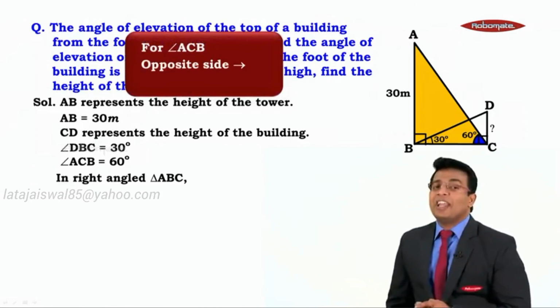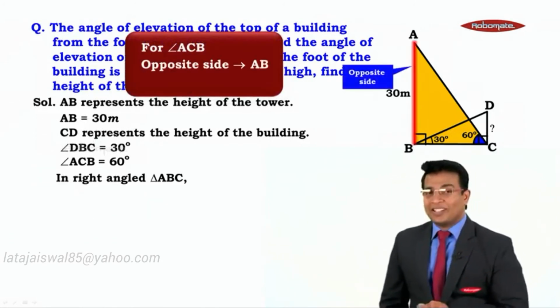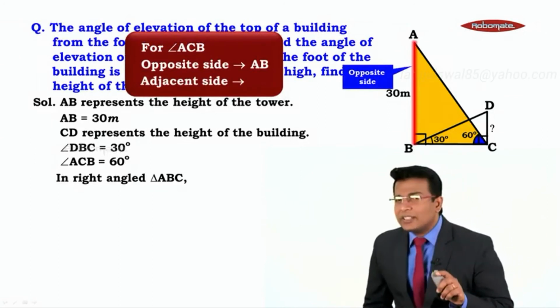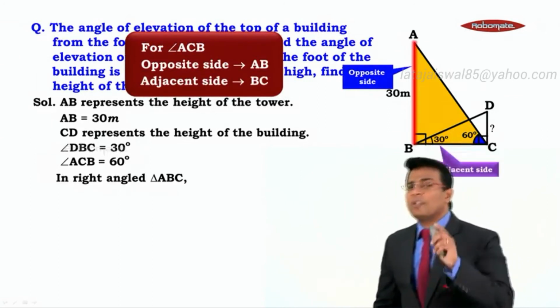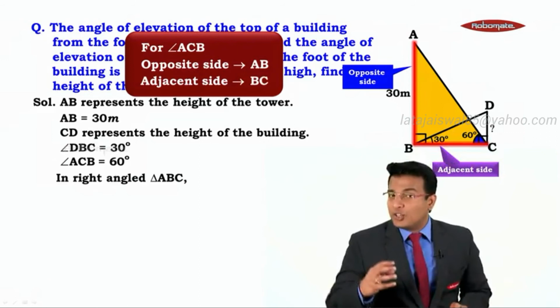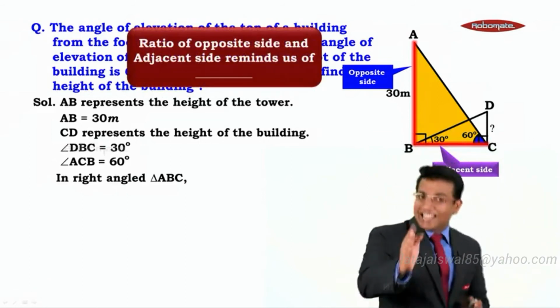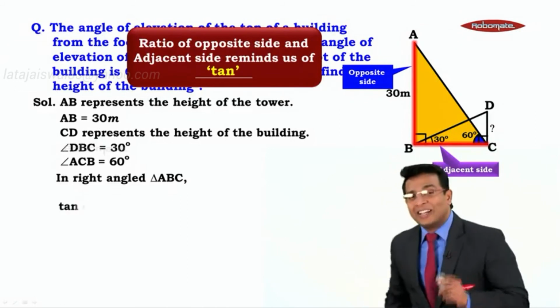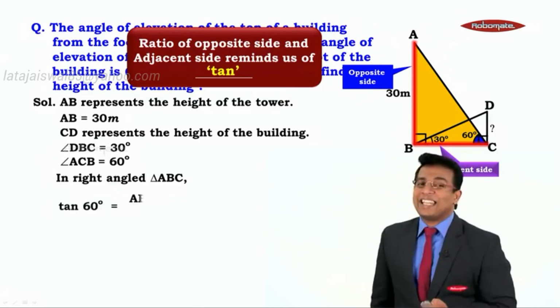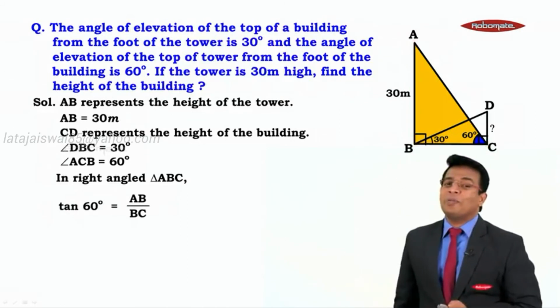We have the opposite side AB given to us and we need to find that adjacent side BC because I said we want that common side. So we are talking about a ratio which involves opposite side and adjacent side. So which ratio comes to your mind? Yes, it is tan. So we are going to use tan for that particular angle. So tan of 60 is equal to AB upon BC.